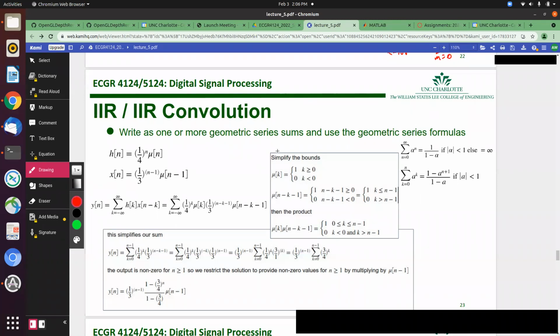So h of n, this is its form, same as we had last time. It is infinite in length. X of n, this is its form, 1/3 to the n minus 1 u of n minus 1. It's infinite in length, starts at n equal to 1 and goes on forever after that.